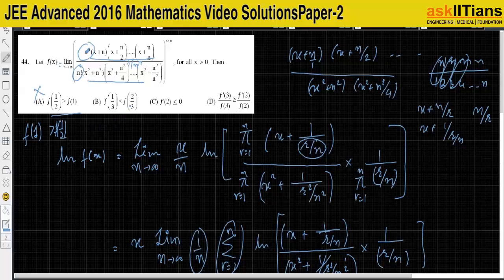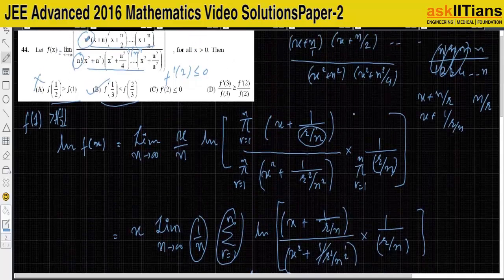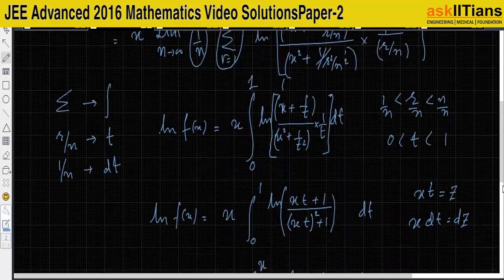And here 2/3 is greater than 1/3, so obviously f(2/3) should be greater than f(1/3). This is correct. Option C is f'(2) less than or equal to 0. f'(1) is 0, f'(2) will be a negative quantity, right? It is a negative quantity. So yes, we can say from here that f'(2) will be a negative quantity, less than or equal to 0. That's correct. And we need to check option D also, that is f'(3)/f'(...), so that we can find it out from here.